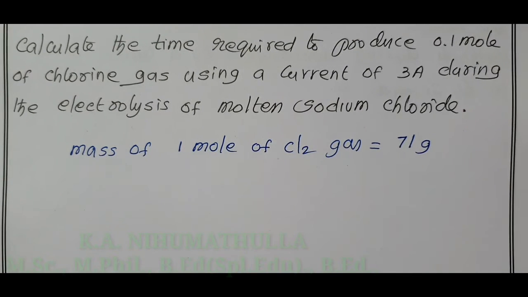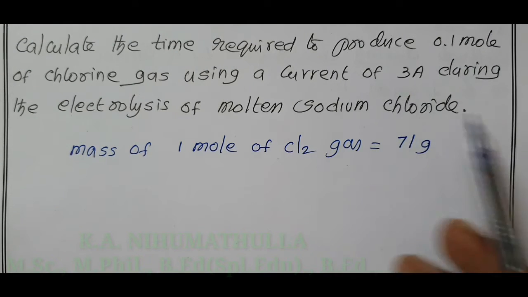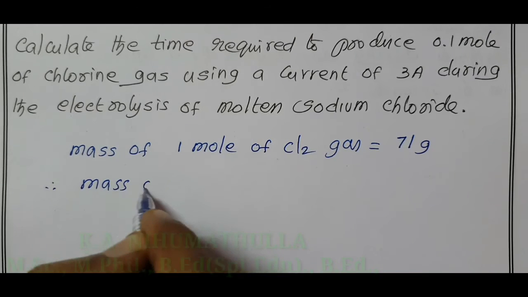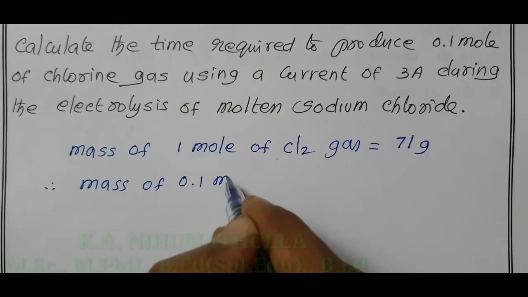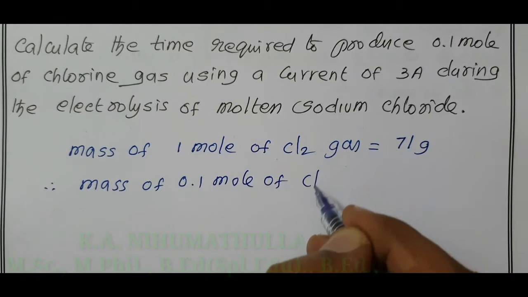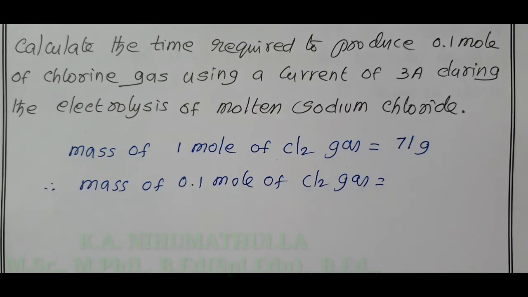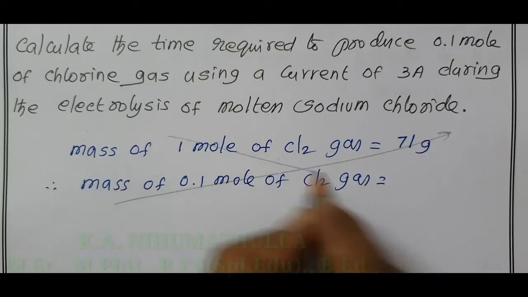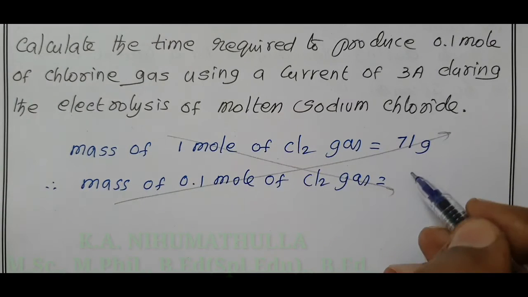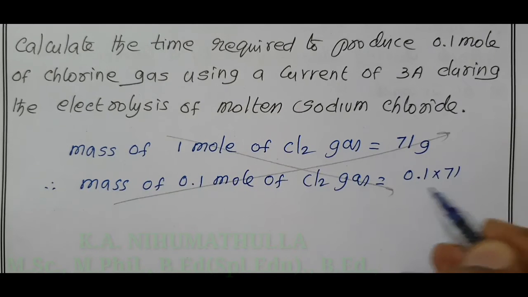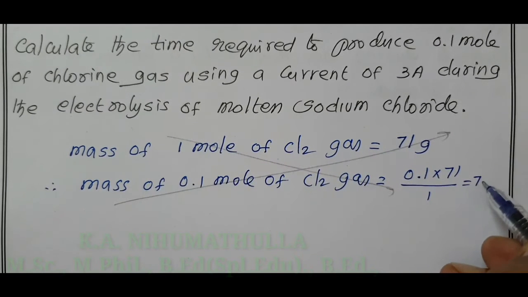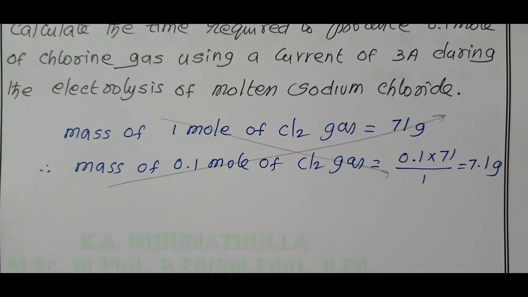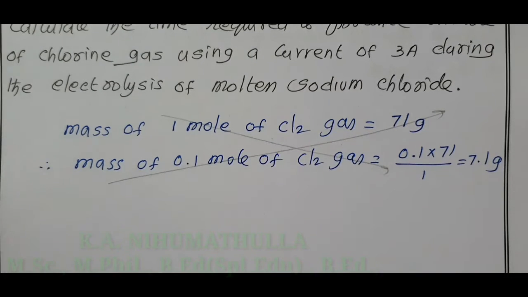In our problem, it is given to produce 0.1 mole of chlorine gas. Therefore, the mass of 0.1 mole of chlorine gas equals: we have to cross multiply these two values. 0.1 into 71 divided by 1 equal to 7.1 gram. Mass of 0.1 mole of chlorine gas equal to 7.1 gram.